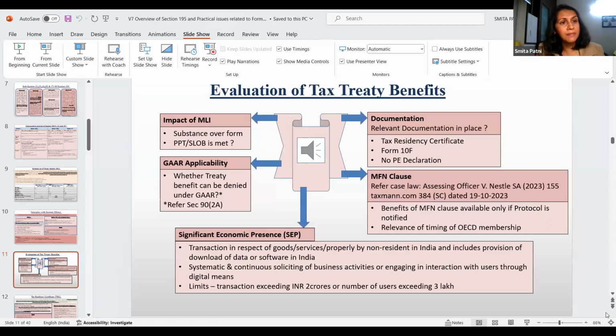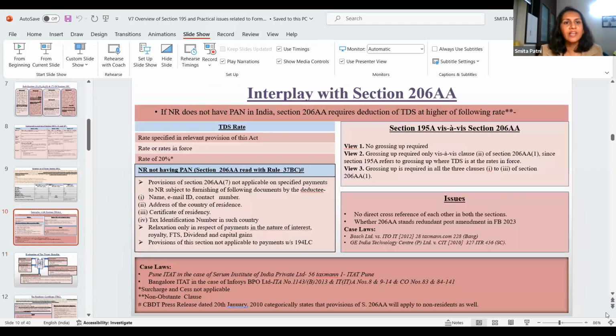Relevance of the timing of OECD membership was another reason in which Supreme Court says that OECD membership has to be checked, that if he was not an OECD member at the time of signing that agreement only, then he will not get the benefit. So these were the two major controversies flowing around MFN clause. Now, how do we relate it to our 195?